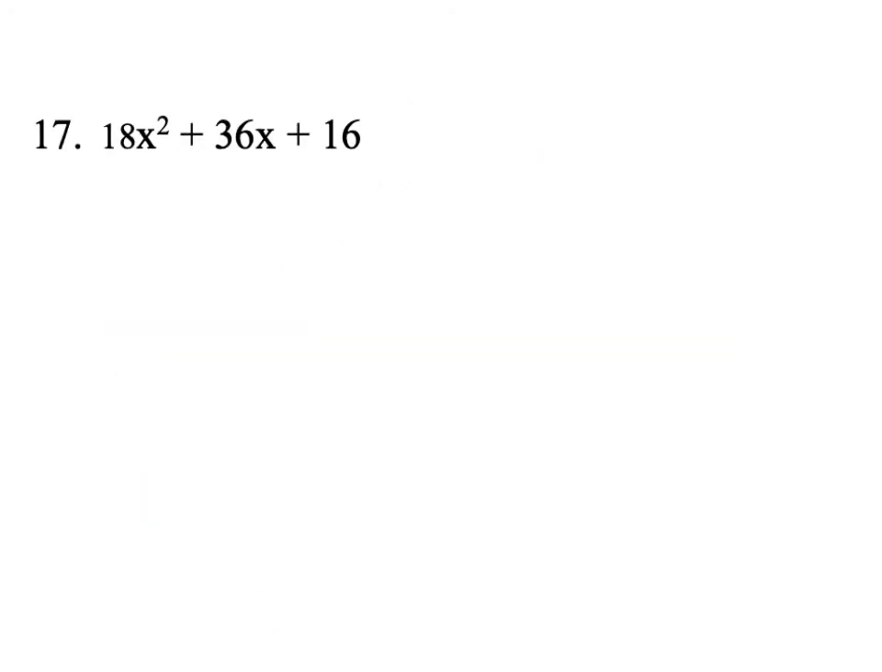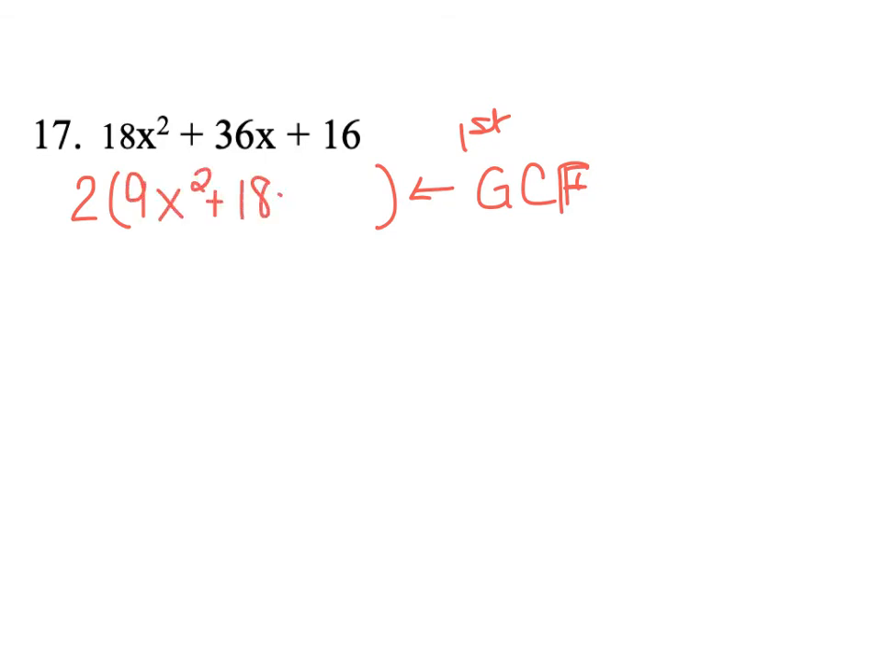Okay, so in 17, again, always get in the habit of looking for that GCF. I spot that these are all even. So my first step is going to be to factor out a GCF, which looks like it's at least 2 here. So if I divide everything by 2, okay, so I'm going to remind you, GCF first from the front of your graphic organizer. This would give me 9x squared plus 18x plus 8. Okay. Now, potentially, this is going to factor into 2 more binomials using the tic-tac-toe.